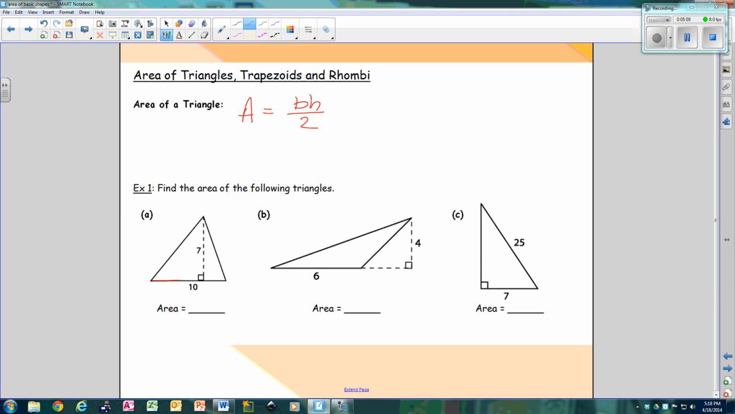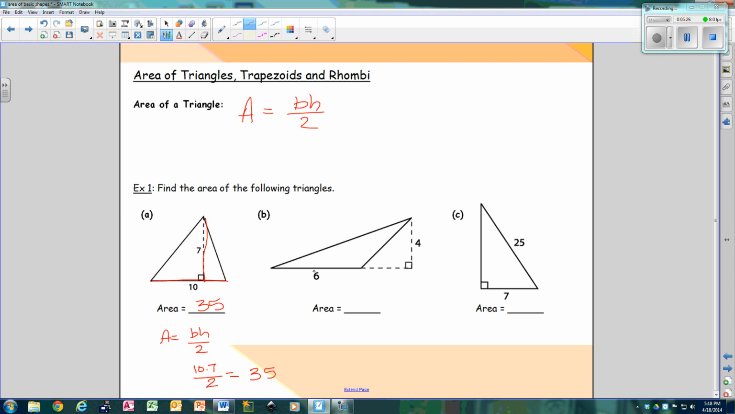The base of this one is 10. The height is 7. And again, your base and your height have to be perpendicular. So base times height divided by 2. 10 times 7 divided by 2 is 35. So my area is 35.